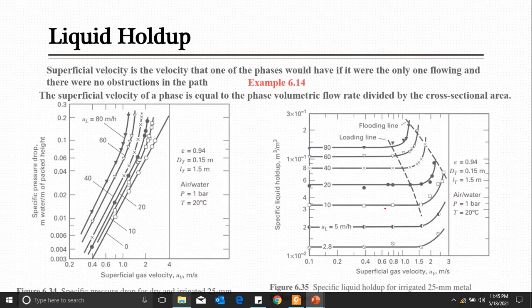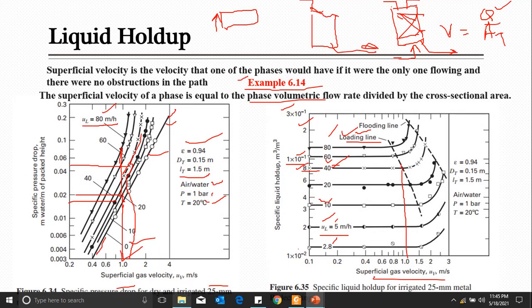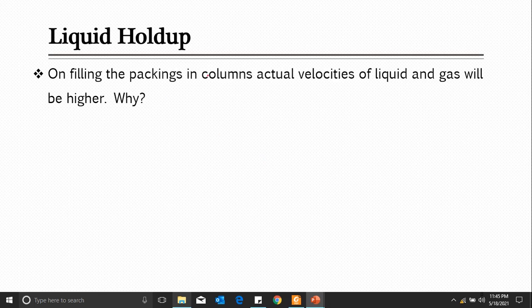All this discussion was with the superficial gas velocity. Maybe you will be thinking that inside the column there is a packing, liquid is there, as well as the vapors are passing through. But do you think that, as we defined the superficial velocity, that superficial velocity was that velocity when only one fluid is passing through the column, and that column did not even contain any packing as well as the liquid?